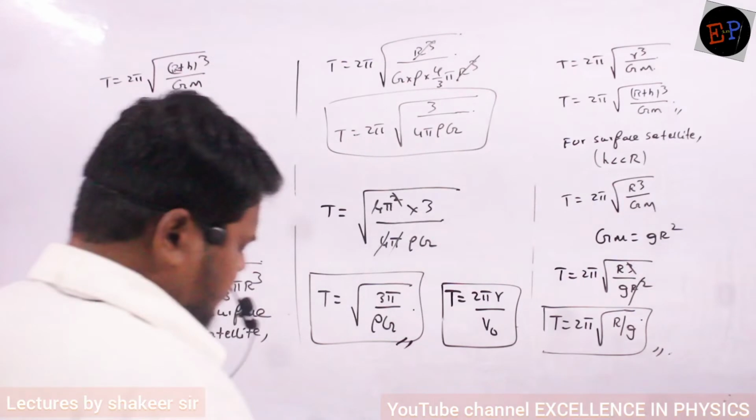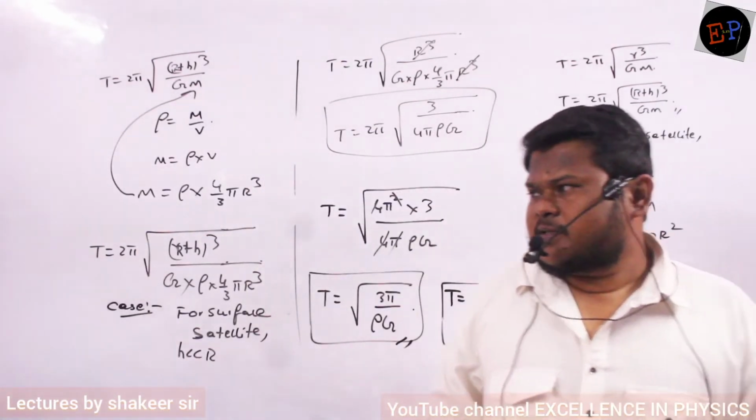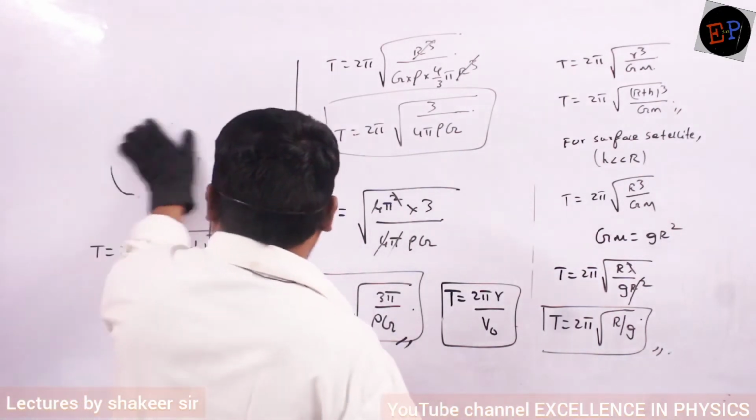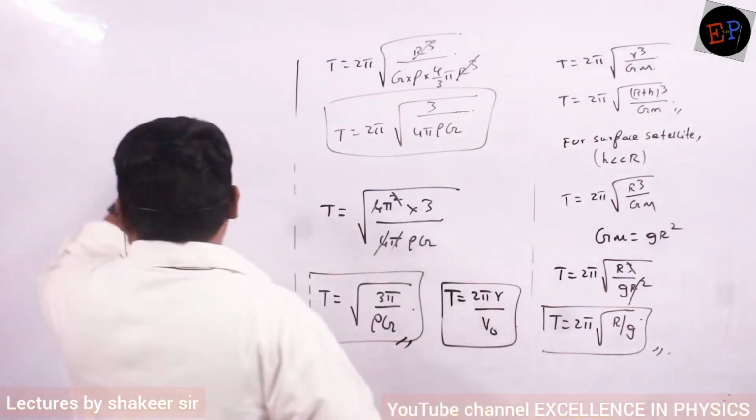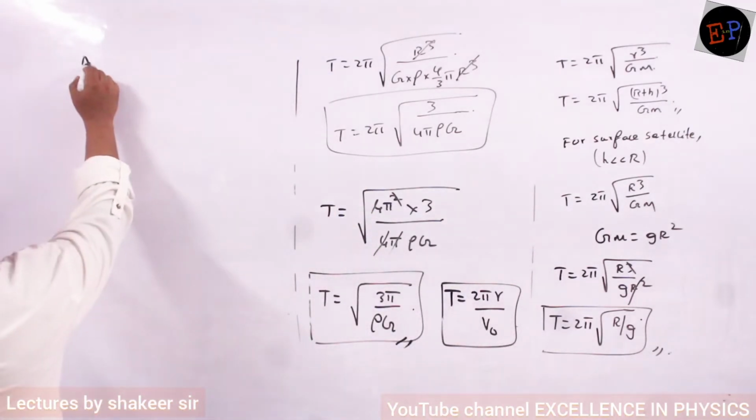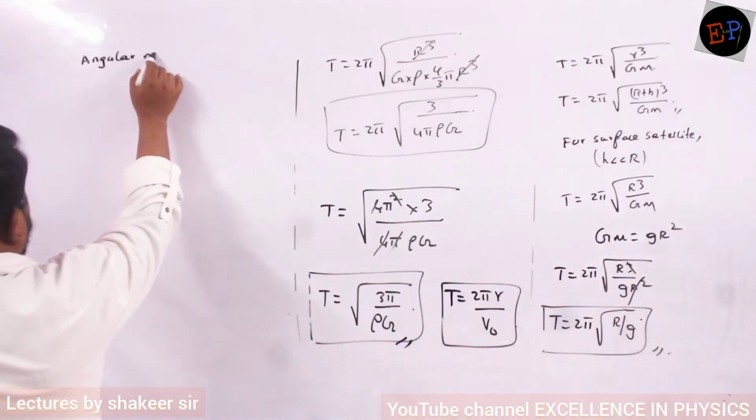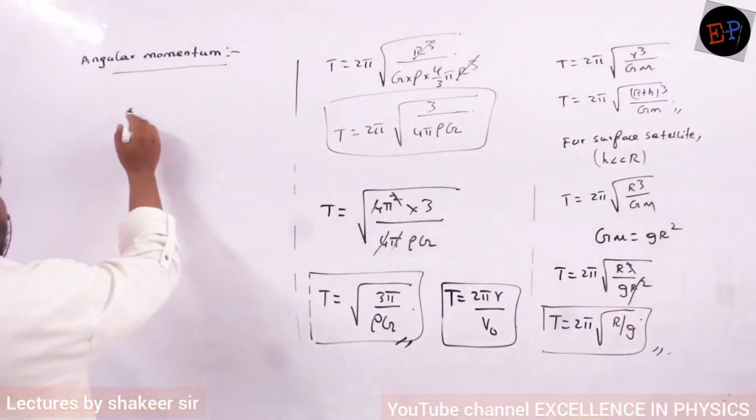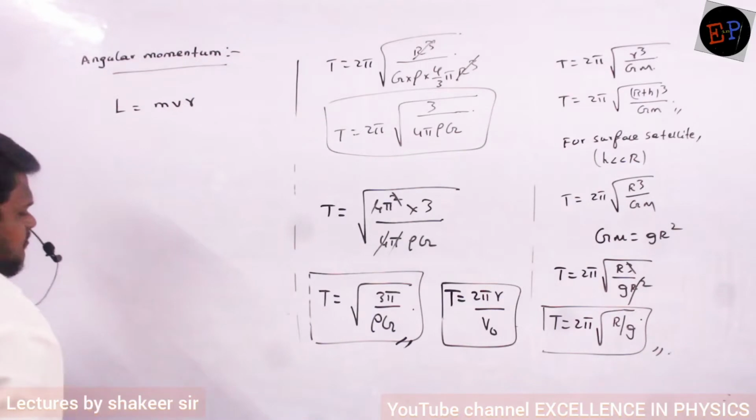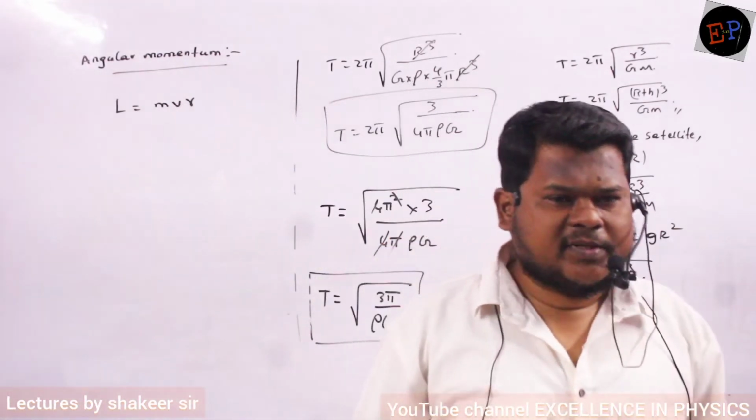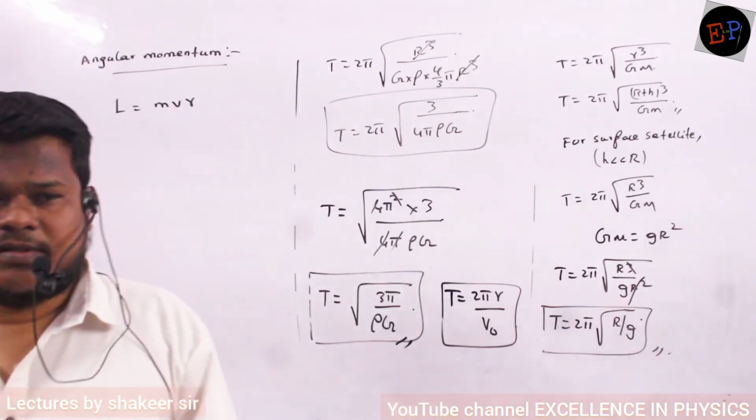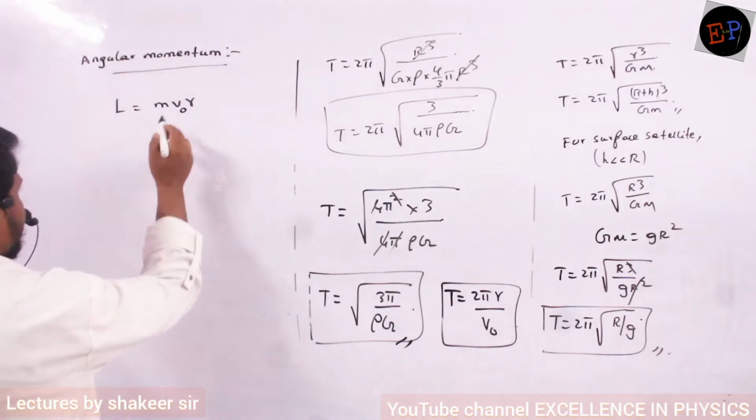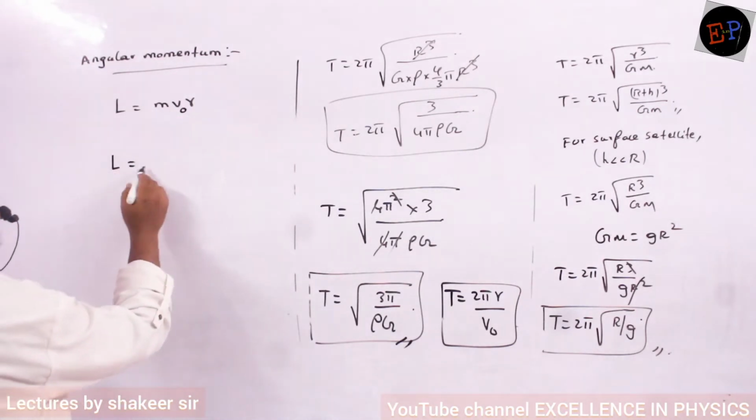So after calculating different equations of time period, we can study equations of angular momentum of a satellite also. So angular momentum of a satellite. Angular momentum formula is mvr. One formula of angular momentum is I into omega, which we have studied in rotational dynamics. One more equation is mvr. And what is meant by v here? V is nothing but orbital velocity. So substitute orbital velocity.